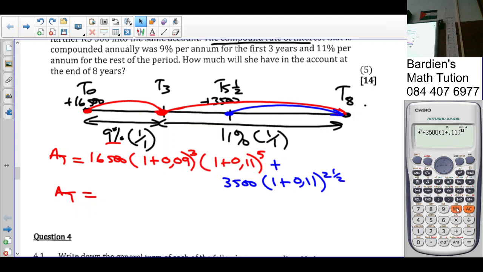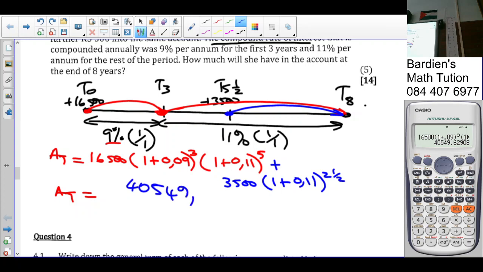If you want to write it as a mixed fraction, you first press shift and then the fraction button. Don't press the fraction button and then put the cursor in front, it's not the same. Just enter it as a mixed fraction by pressing shift and the fraction button, 2.5. That gives us 40,549.63.